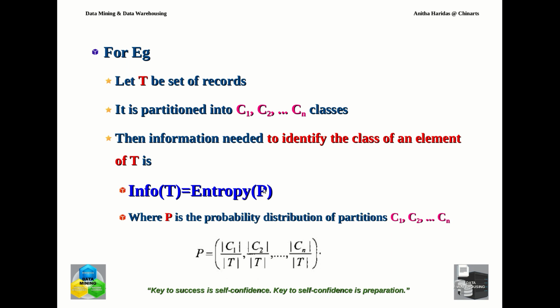Now what is the entropy value? We know that the entropy value is the information of this particular set of records, where the information needed to identify the class of an element of T is represented like this, and here the entropy value depends on the probability distribution of the partition C1, C2, Cn. So how do you get this probability distribution? If T is the set of records, the entire set of records is represented as T.